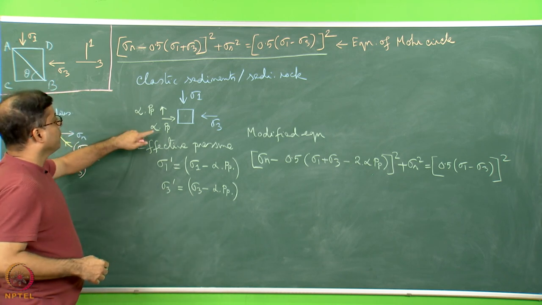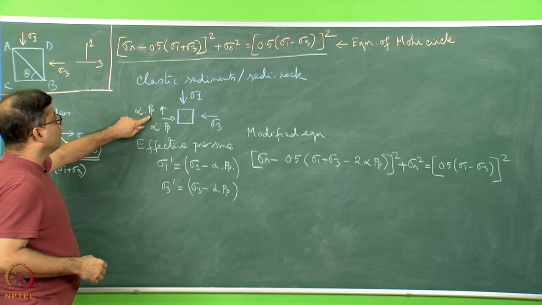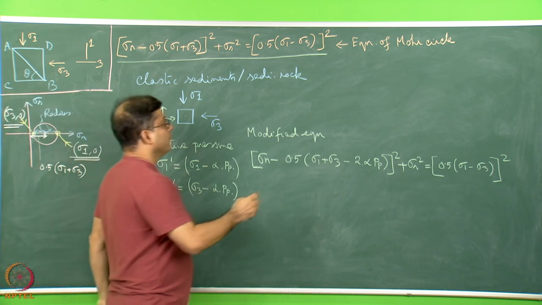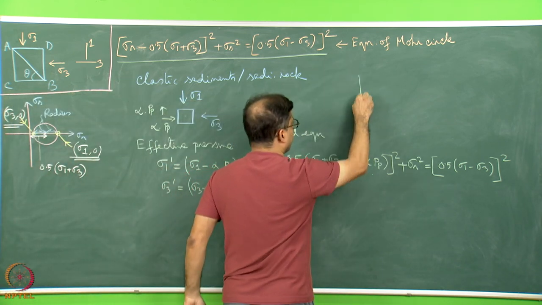Imagine there is no pore pressure, then we can draw the Mohr circle from that diagram like this.